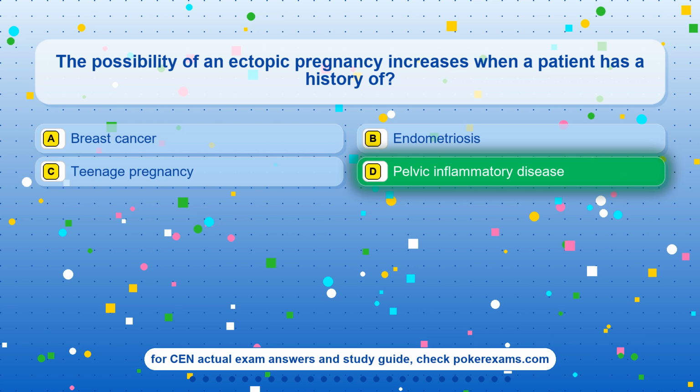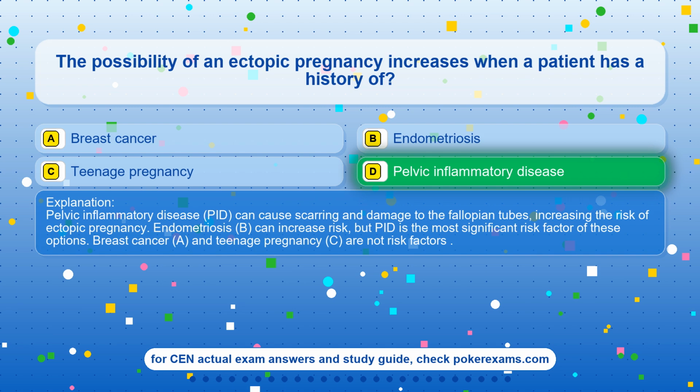The correct answer is option D. Pelvic inflammatory disease. Pelvic inflammatory disease, PID, can cause scarring and damage to the fallopian tubes, increasing the risk of ectopic pregnancy. Endometriosis, B, can increase risk, but PID is the most significant risk factor of these options. Breast cancer, A, and teenage pregnancy, C, are not risk factors.